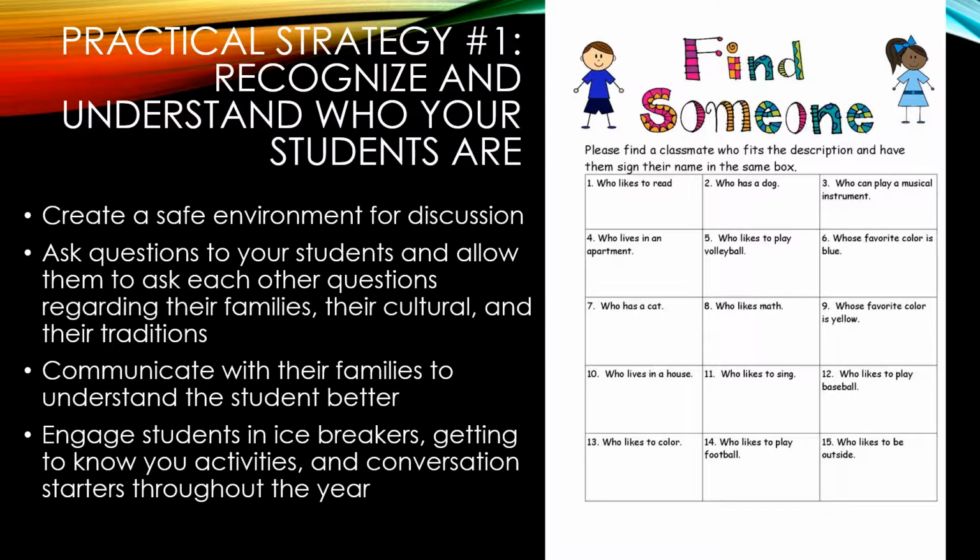The image that I included on the right is a find someone activity that I typically use in the beginning of the school year. The students are required to find a classmate who fits the description in the box, and they have to get the other student that they find to sign their name in the box. So this gets students up out of their seat. It gets students finding people who are very similar to them in the class, and this usually creates that first bond.